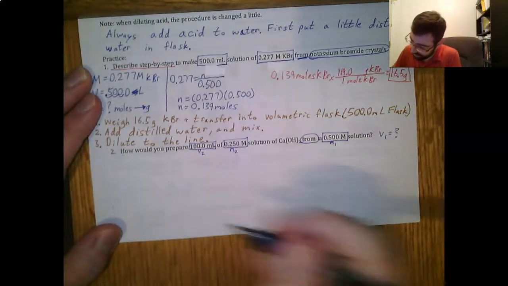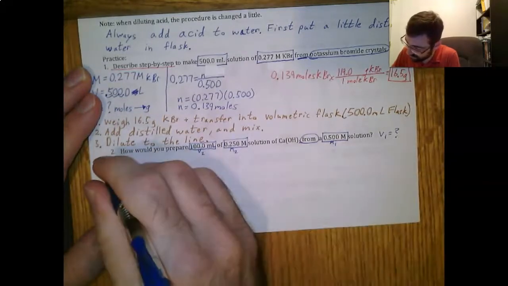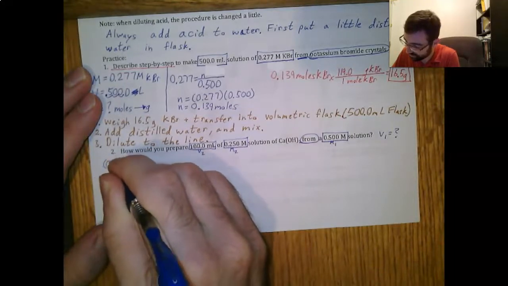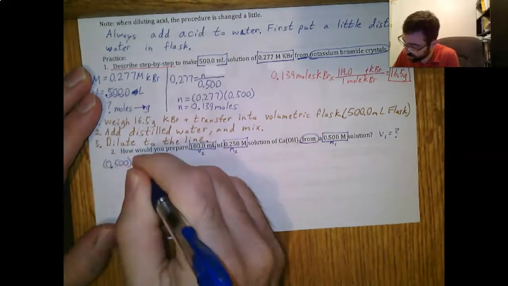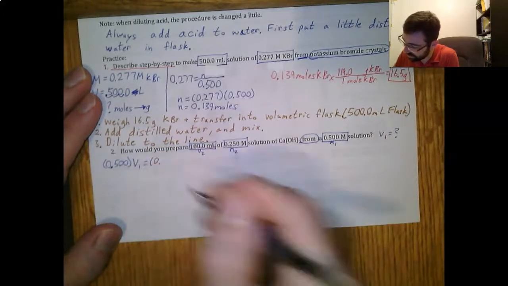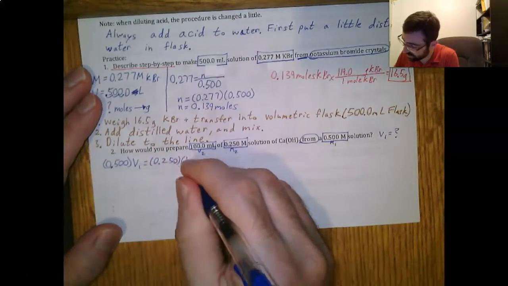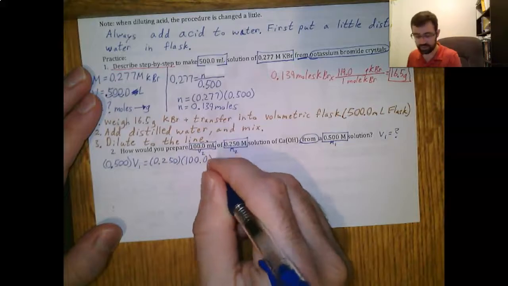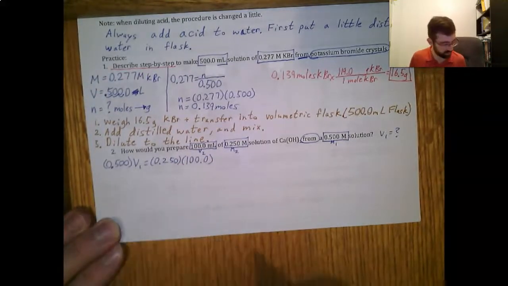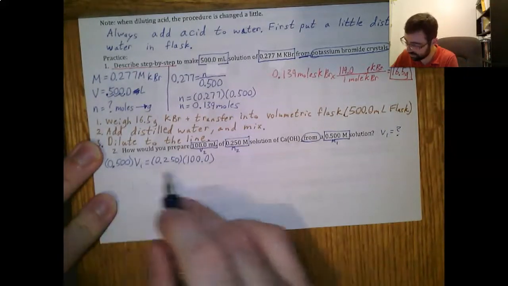Okay, so let's set it up. I'm going to go M1 V1 equals M2 V2. M1 is 0.500 molar. M1, V1 is unknown, equals M2 V2, so we're going to put 0.250 times 100.0. Okay, we're going to multiply these by each other and divide by that in order to get the right answer, because I want to get rid of this and solve for V1.